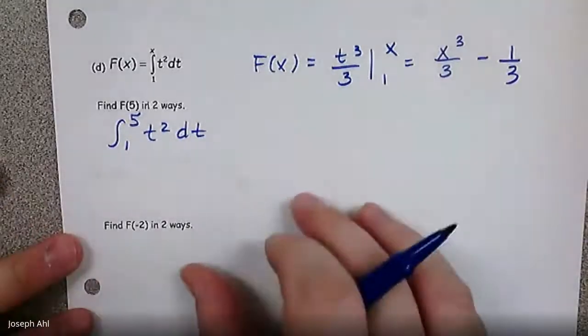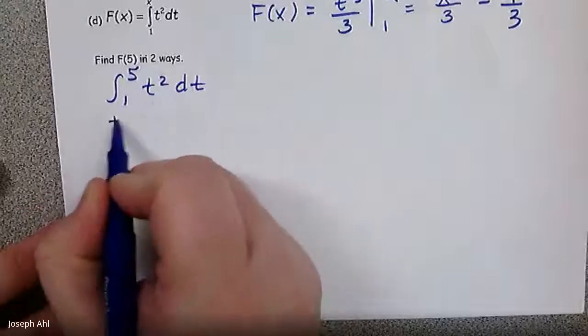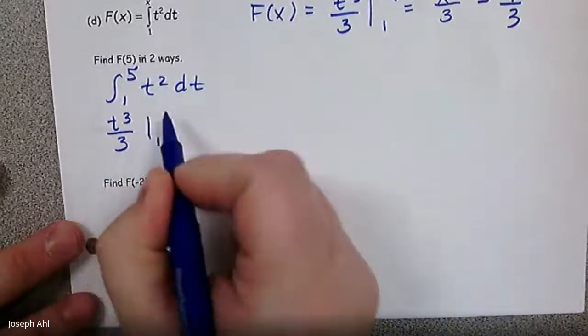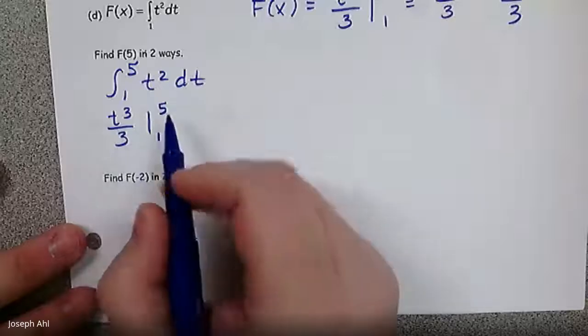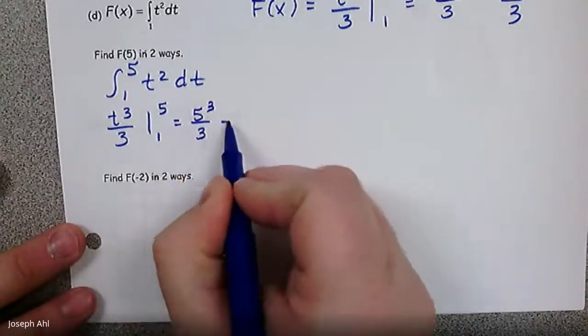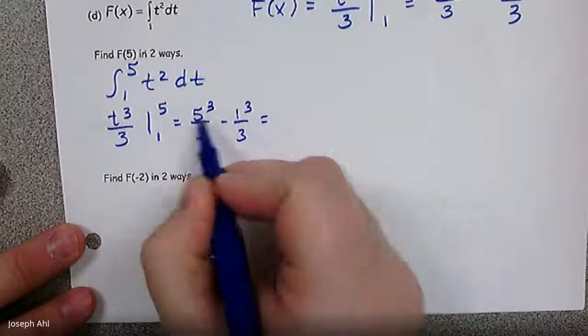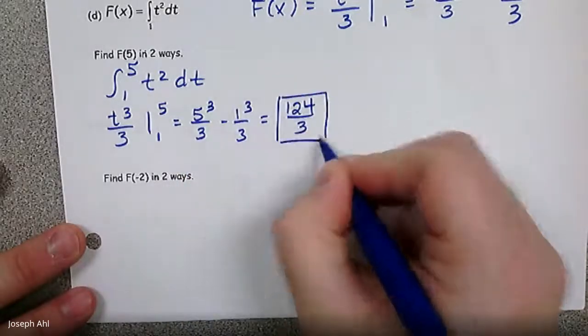Okay, and you'll see when I evaluate the area over here, we're still going to have to take that integral and write t cubed over 3, and then we'll make the substitution of the upper and lower bounds here. So it's going to be 5 cubed over 3 minus 1 cubed over 3. So 125 minus 1 is 124 over 3.